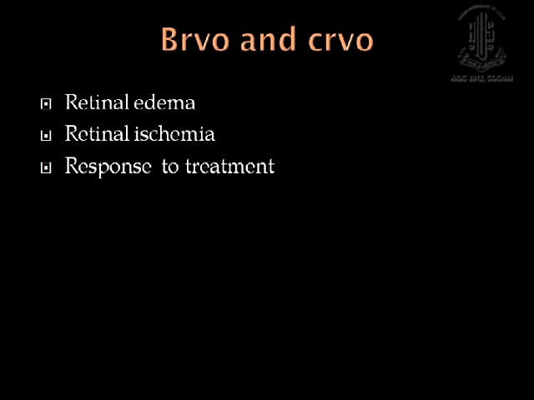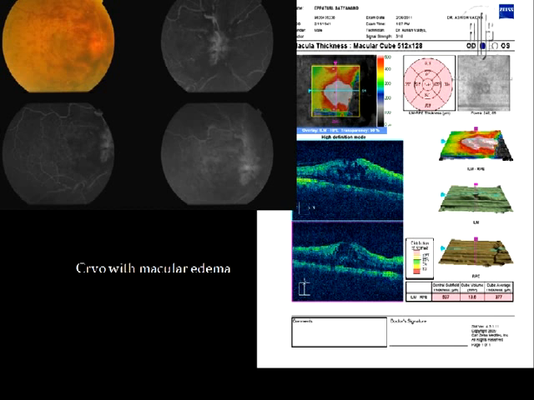What about branch and central retinal vein occlusion? In these patients, the OCT helps us to show retinal edema, the retinal ischemia, and a response to treatment. Let's see this example. This is a patient with a central retinal vein occlusion, who has a lot of areas of peripheral ischemia also. And if you see the OCT, it shows severe macular edema with cystic changes. Now, because of this, you cannot image the ISOS junction or the external limiting membrane.